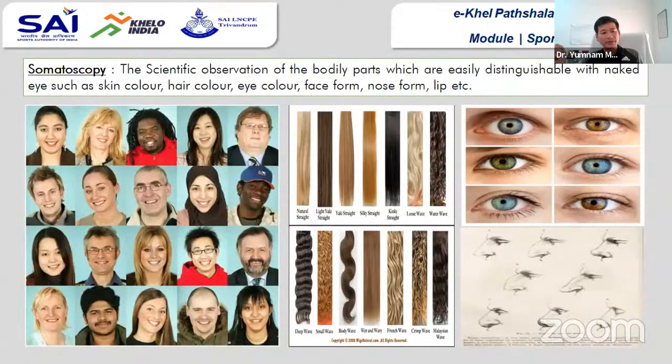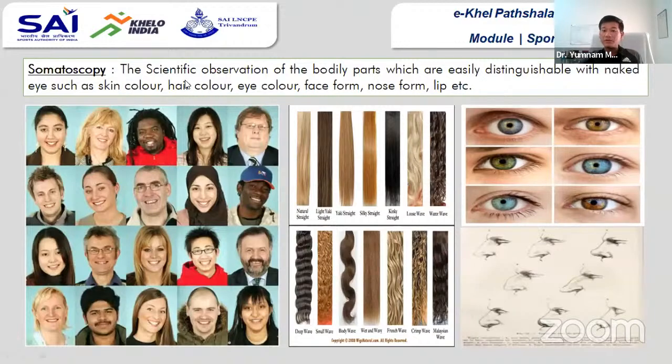So another aspect is somatoscopy. Soma means body, scopy means you can observe it. It is the scientific observation of bodily parts that are easily distinguishable with your naked eyes, such as skin color: yellowish, brown, darkish, brownish, white. They are different colors of skin. Those you can easily observe through your naked eyes.